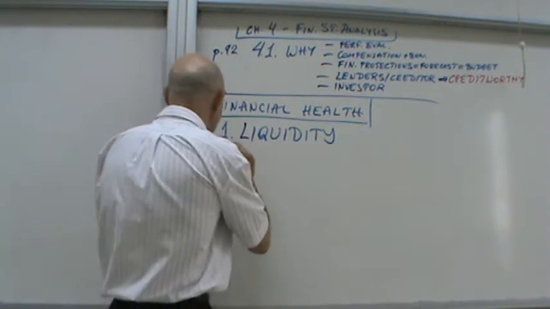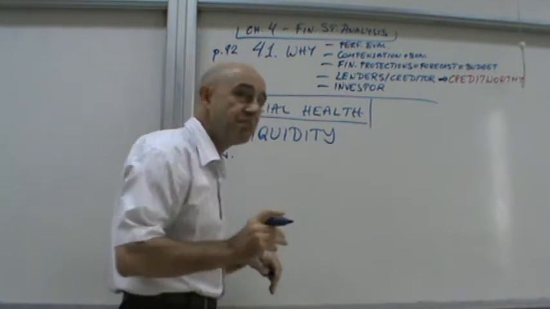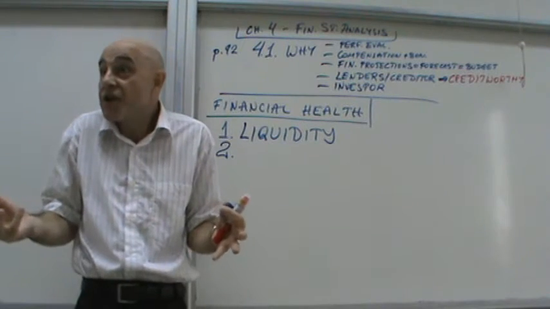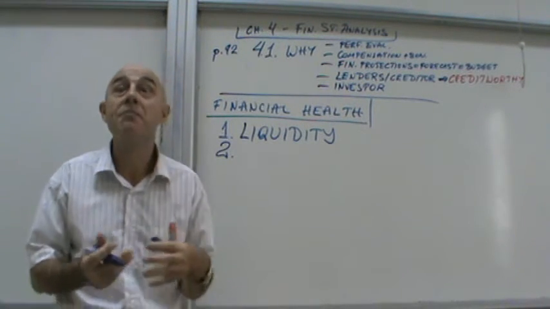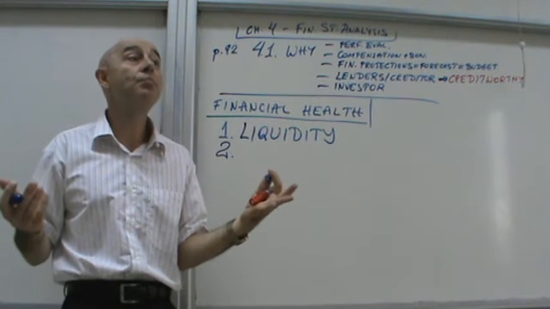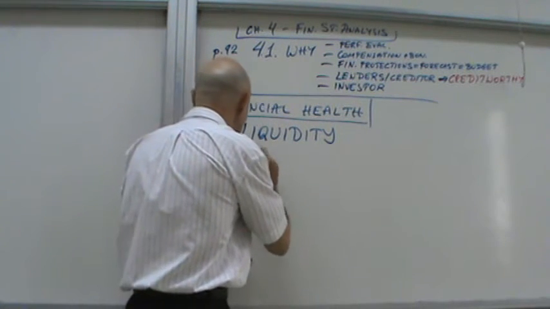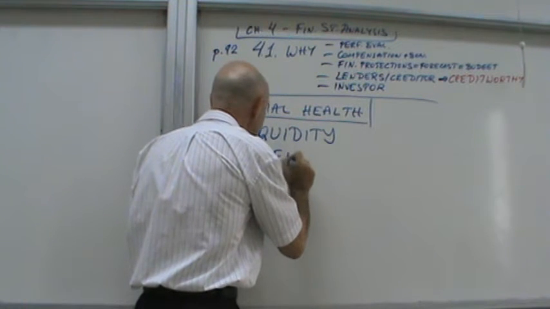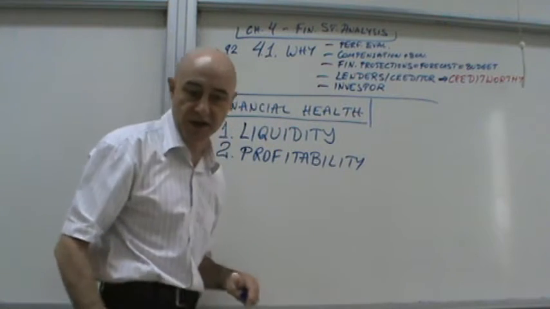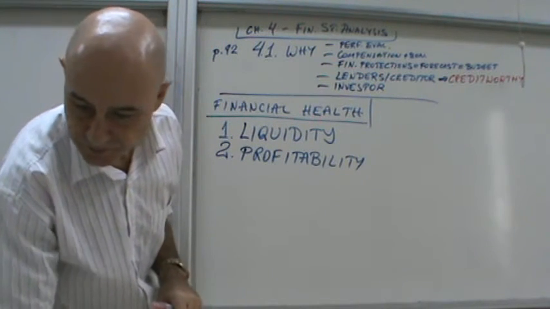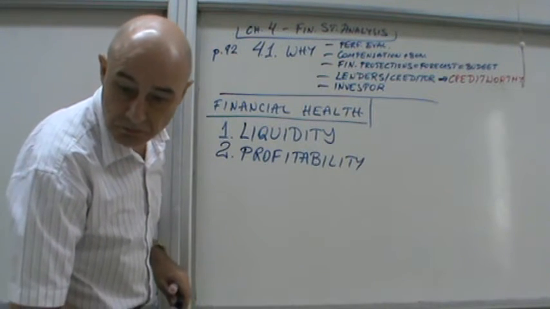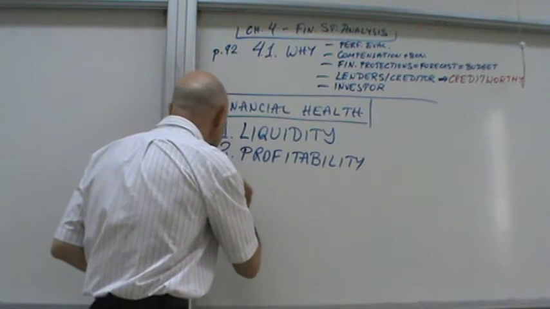Number two, it's a little different in the table, but again, that's how I'm thinking. So, first, do you have enough cash? Second one, do you make money? Is the business profitable? Profitability. Let's see what else we got. Next one, asset management.